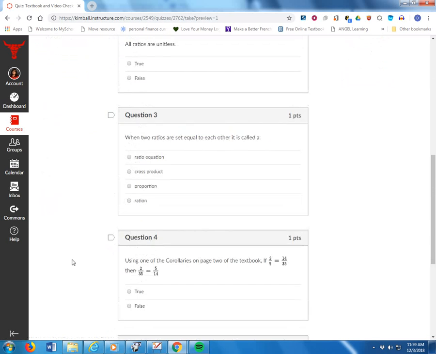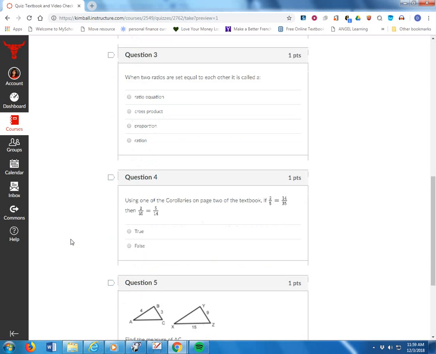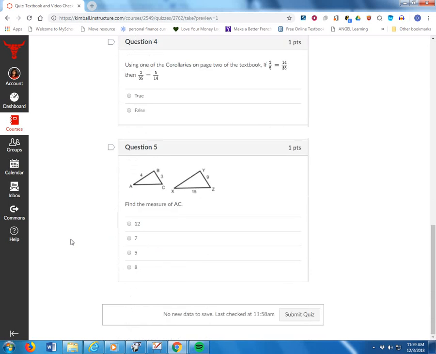That's true. When two ratios are set equal to each other, it's called a proportion. Using one of the corollaries, if this is true, then this is true. The way we could check it is just cross multiply both and see if we get the same thing. When I cross multiply this proportion, I get 2 times 35 equals 5 times 14. When I cross multiply this one, I get 2 times 14 equals 5 times 35. Those are not equal proportions. They don't equal the same thing when I cross multiply both.